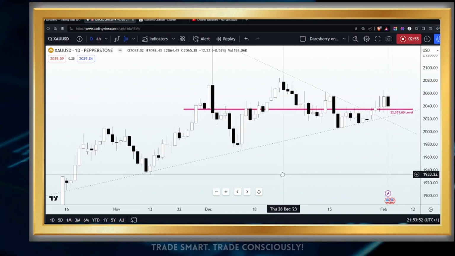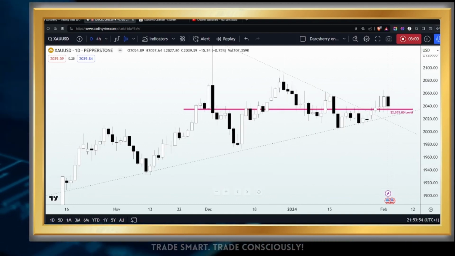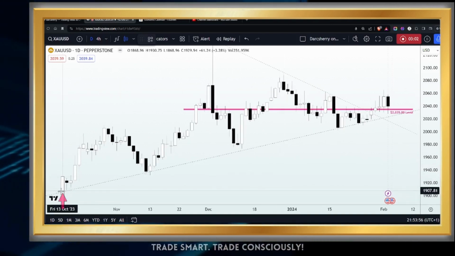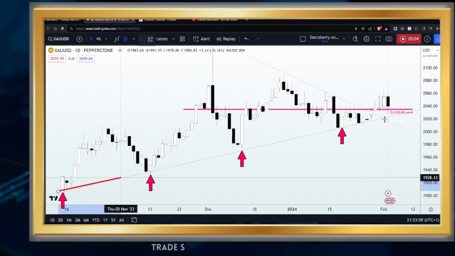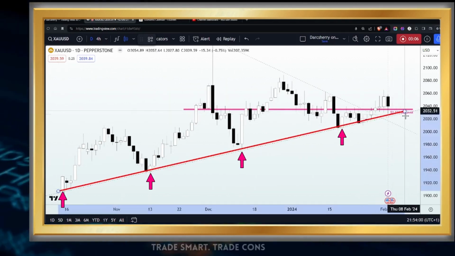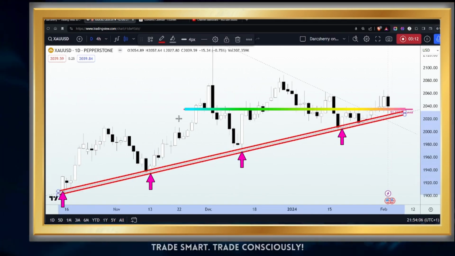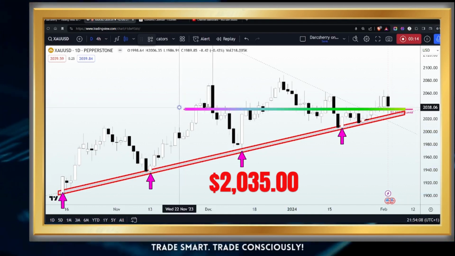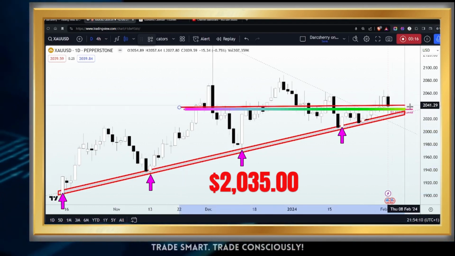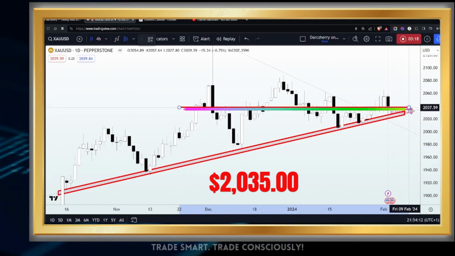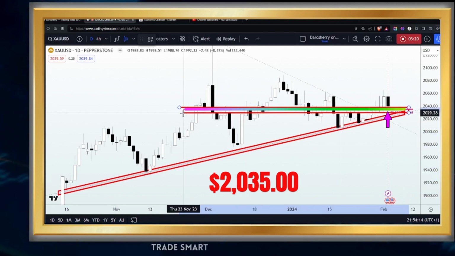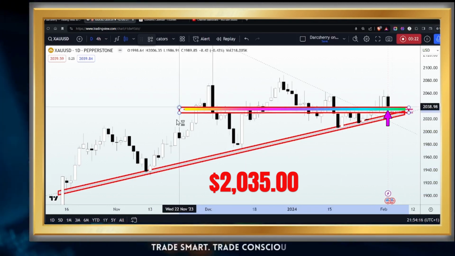Now, looking at the structure, it is quite obvious that price action has been bullish. Of course, after connecting the series of higher lows here, we have a beautiful ascending trend line to work with, and coupled with our key level situated at the $2,035 area, we have a situation now where price action is currently trading above both of the structures.